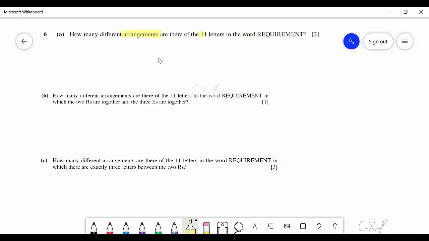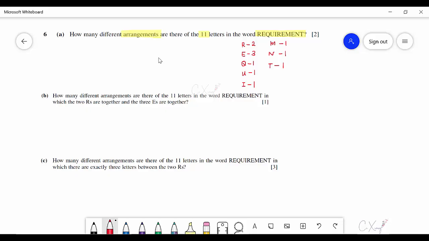Okay, so we have 11 letters in total, and the word is requirement. Every time before we start arranging all the letters, we need to consider how many types of letter we have. For R, we have 2. E, we have 3. Q is 1, U is 1, I is 1, M is 1, N is 1, T is also 1. If you double check, you should have 11 letters in total.